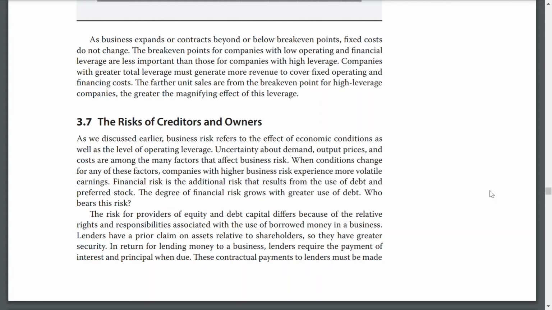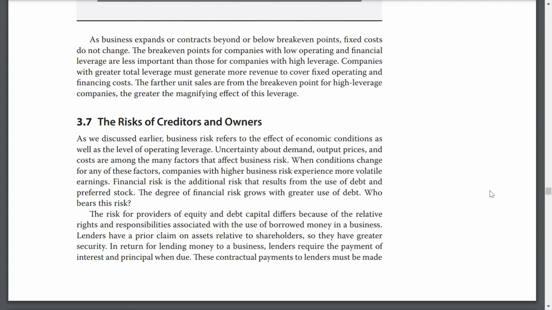Who bears this risk? The risk borne by providers of equity and debt capital differs because of the relative rights and responsibilities associated with those lending money to the business. Lenders have a prior claim on assets relative to shareholders, so they have greater security in return for lending money to a business.